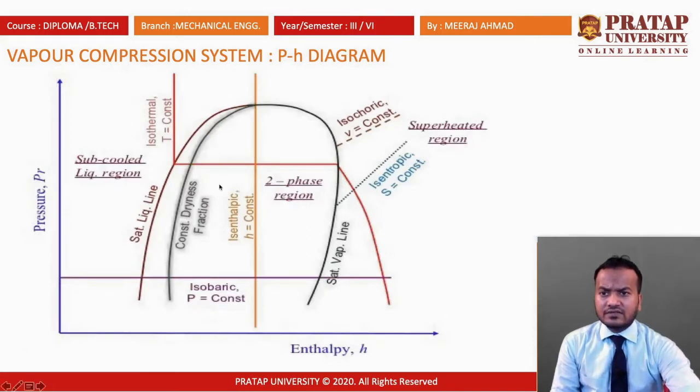Now we can see the vapor compression system in the phase diagram. Before we enter into the main topic, effects of the variation of the property on the performance of the system, first we need to know about the PS diagram, because we are using the PS diagram in that case. So you can see that this is a dome case of the PS diagram.